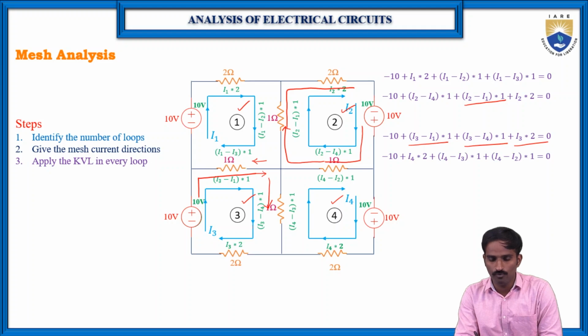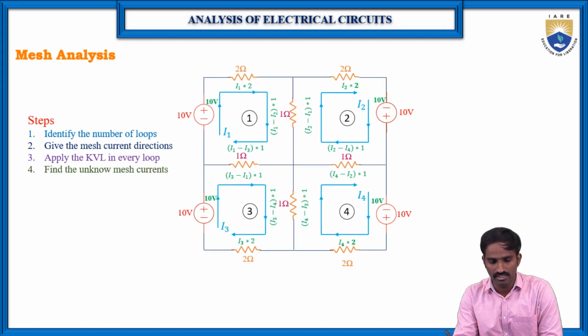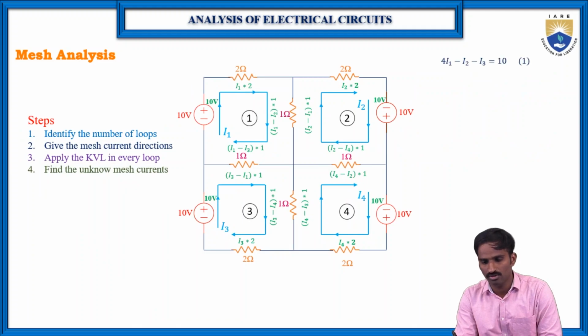The same way in loop 4 also, we will start from 10. So here first we will write the voltage across I4, which is I4 into 2, and then the voltage across 1 ohm, which is (I4 minus I3) into 1, then similarly (I4 minus I2) into 1, equal to 0. Then, to solve these four, let us first simplify these equations.